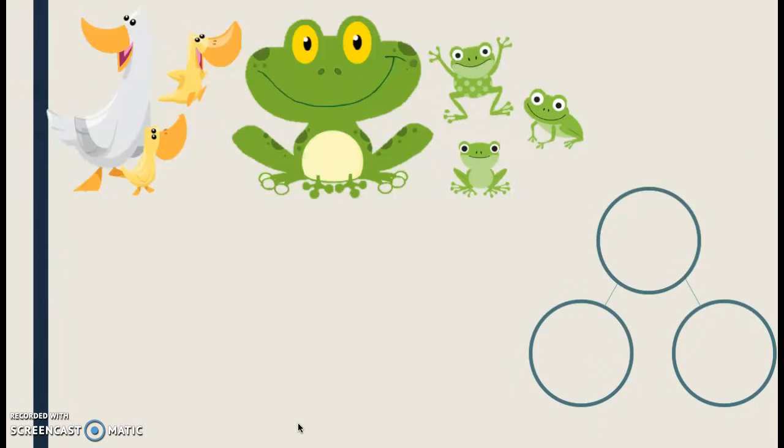Okay, so I have my number bond there, and I want to think of a way I could divide up or break up this big whole group of animals into different parts. Let's see. I got it. I could say parents versus babies. Because I see a mommy duck and a mommy frog, and then I see some baby ducks and some baby frogs. So this will be fun.